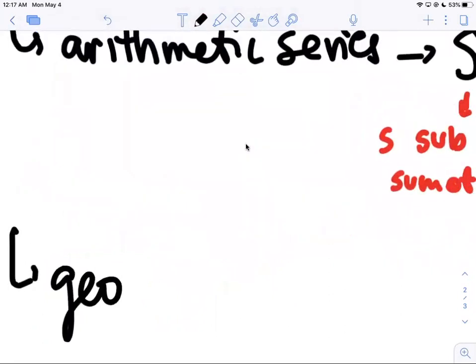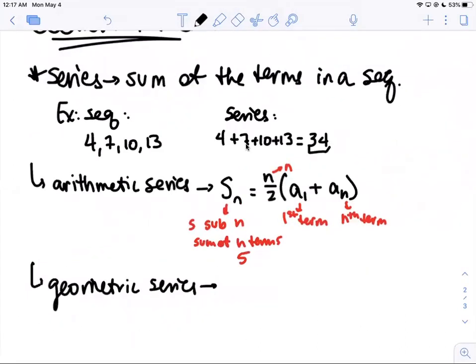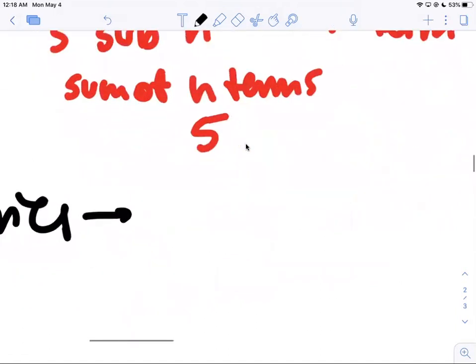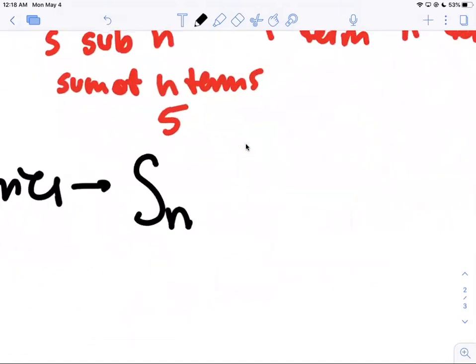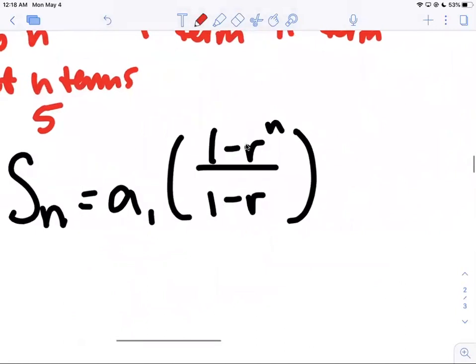And then the next type of series is geometric series, which is the same idea. If it was a geometric sequence, then the geometric series would be the sum of the terms in this geometric sequence. This formula is a little bit different. It's kind of uglier. It goes S sub n equals a sub 1 times 1 minus r to the n over 1 minus r. I don't think this is a formula I'll put on your quiz or test. I don't need you to memorize this. It's not that deep.